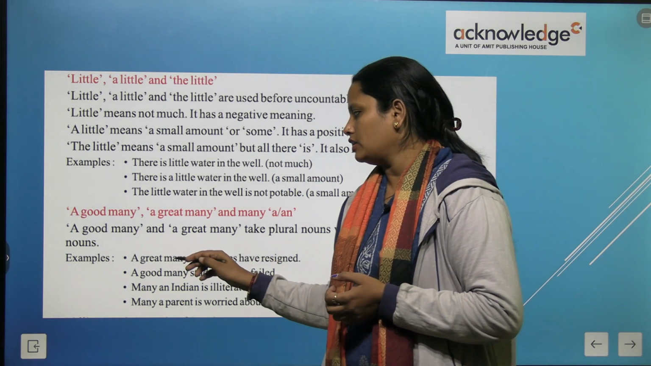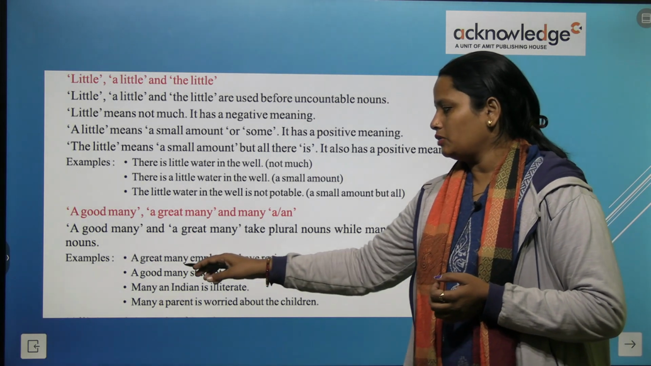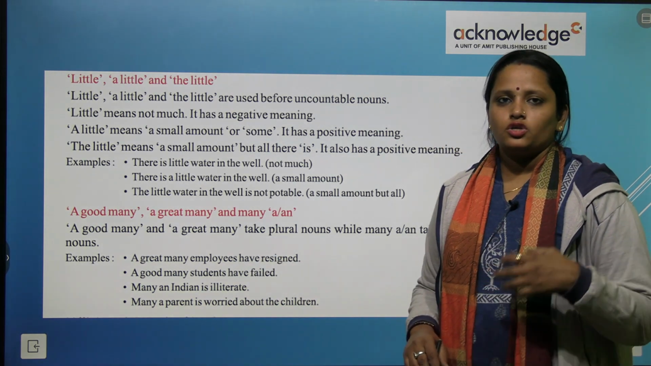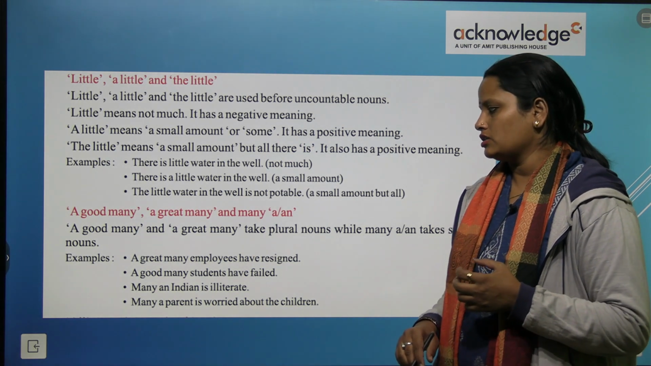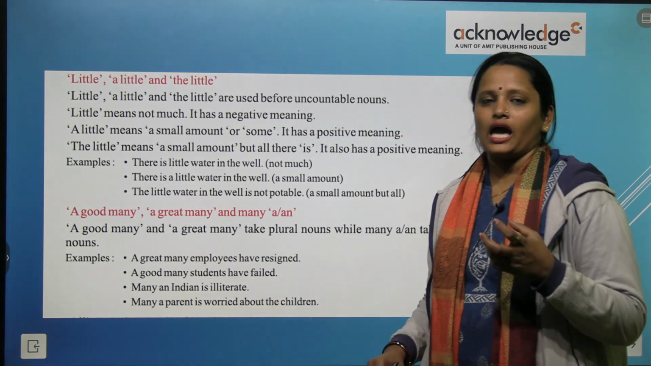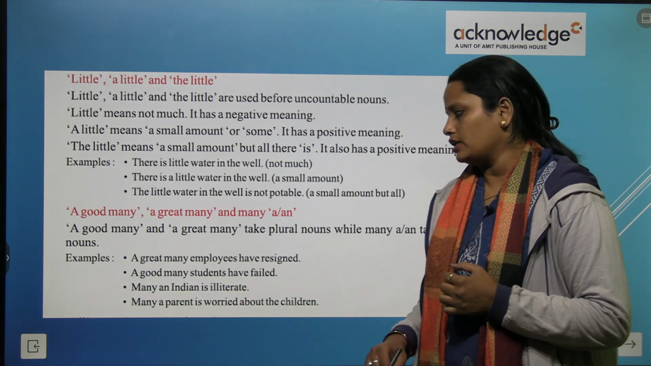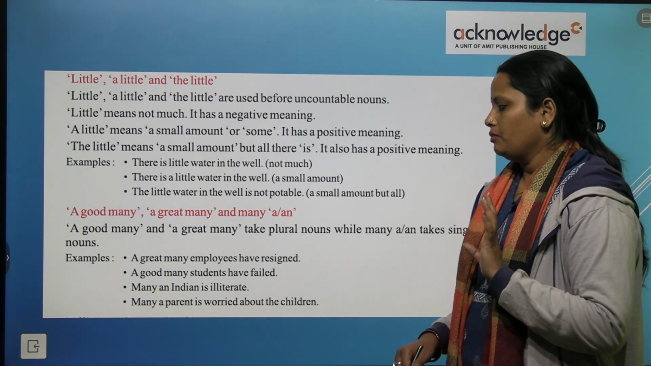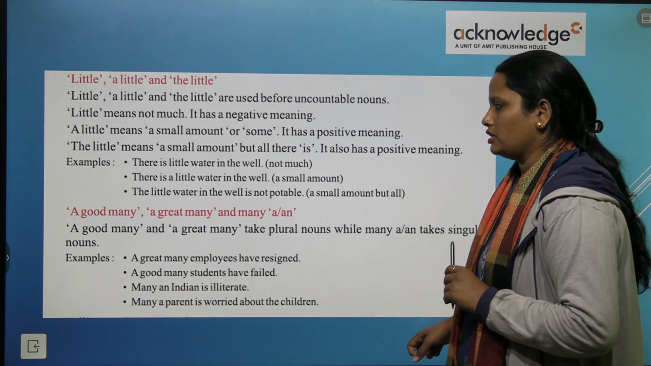For example, a great many employees have resigned. So यहाँ पे आप देख सकते हो a great many के साथ employees लिखा गया है. A good many students have played. So इनके साथ भी आप देख सकते हो students लिखा गया है. Many an Indian is illiterate. अब यहाँ पे आप देख सकते हो many an लिखा गया है, तो यहाँ पे एक Indian की बात हो रही है. Many a parent is worried about the child. अब यहाँ पे many a की बात हो रही है, means यहाँ पे हमने singular parent को लिखा है, parents नहीं लिखे गए हैं. So this is all that we have learned in this.